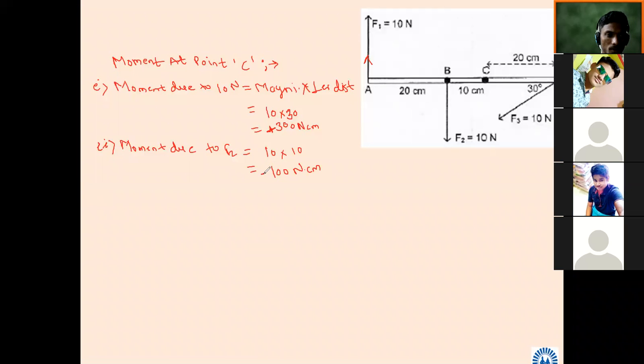Then, so here directly I will write now. Third, F3. Due to F3, what will be the horizontal component in short? Horizontal component for F3. F cos theta, equal to 10 into cos 30. Correct? How much is it? 8.66 Newton.